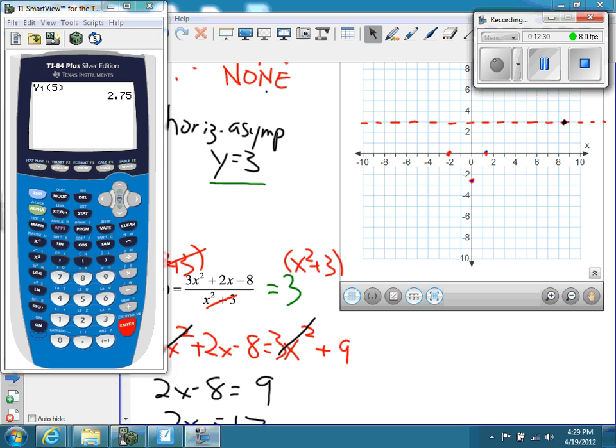So with the magic of video editing, I just readjusted my horizontal asymptote. So I'm looking for the point 5 and 2.75. So here's 5 and 2.75. So I can kind of see what the right side of this thing is going to start to look like. And I'm going to do the same thing for negative 5. I want to see what the point would be at negative 5.